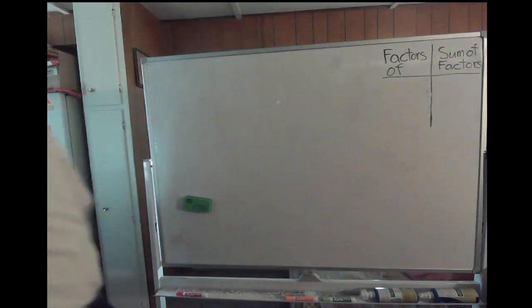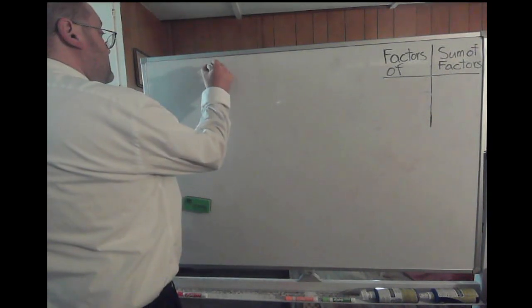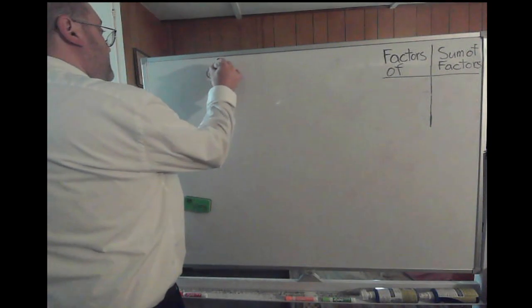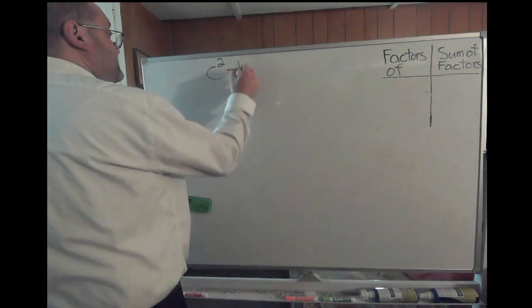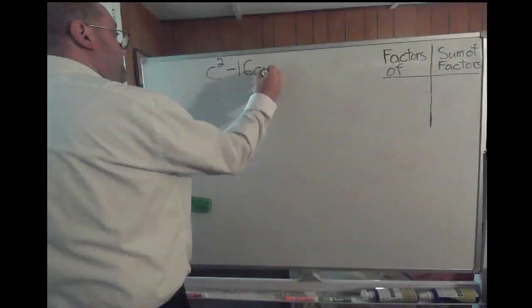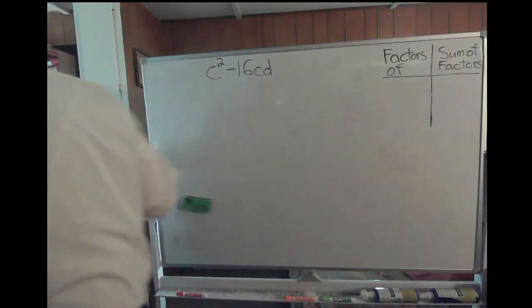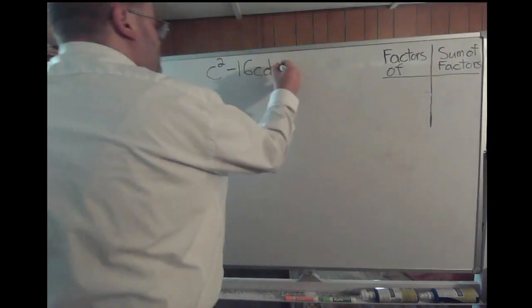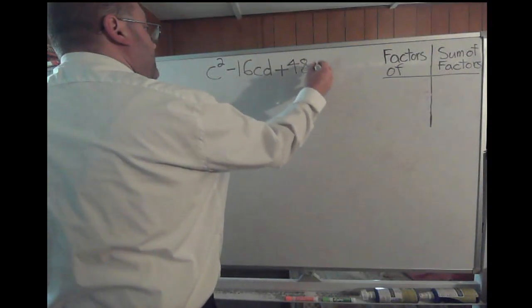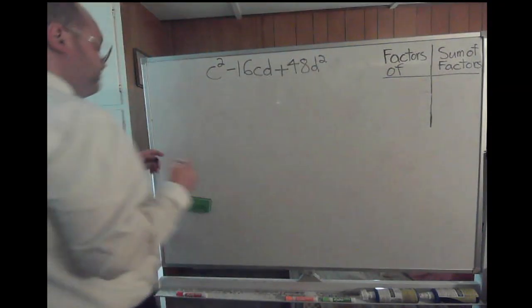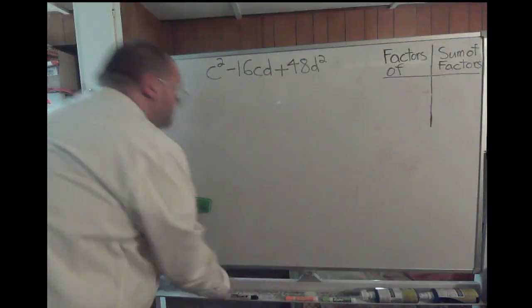Alright. We have c squared minus 16cd plus 48d squared.